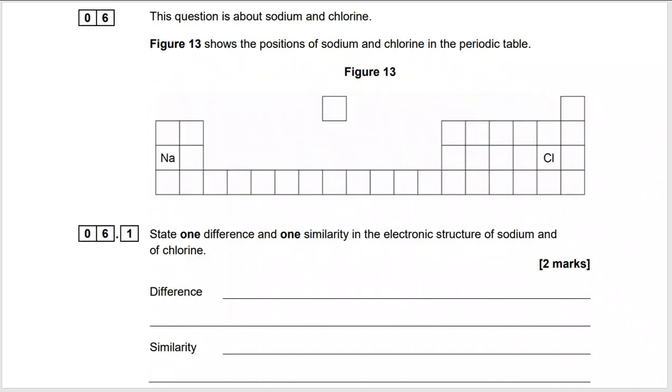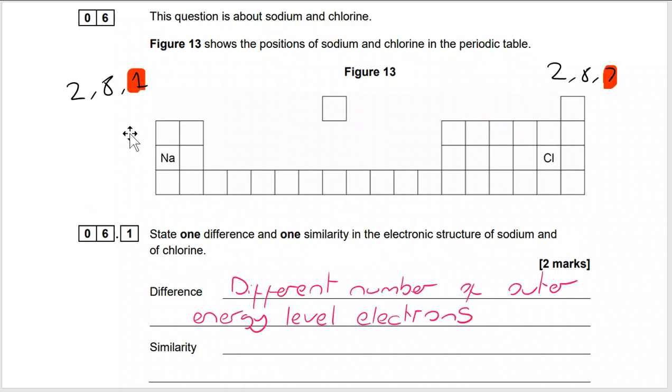So let's look at question 6.1. State one difference and one similarity in the electronic structure of sodium and chlorine. Well, let's start with the difference. If I write out the electron configuration, sodium with 11 electrons and chlorine with 17 electrons, we've got electron configurations of 2,8,1 and 2,8,7 respectively. They've got different numbers of electrons in their outer energy level. Sodium, 1 electron, it's in group 1. Chlorine, 7 electrons, it's in group 7.